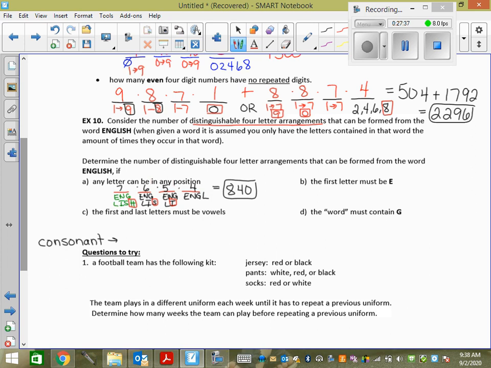So if there's A, E, I, O, and U as vowels, then there's 21 consonants. I'm just putting it there. You don't need it right now, but that's one thing that everyone forgets about. Remember vowels, you forget the word consonant. Okay? So you're going to do B, C, and D. Try those out.